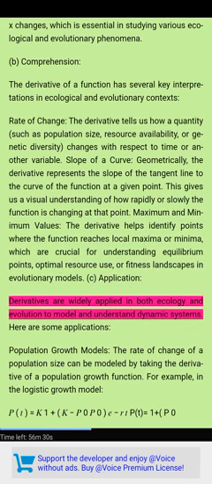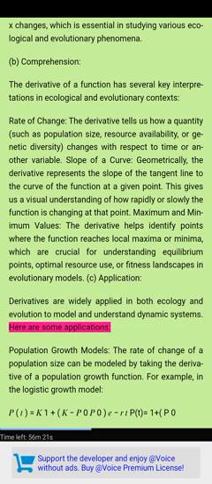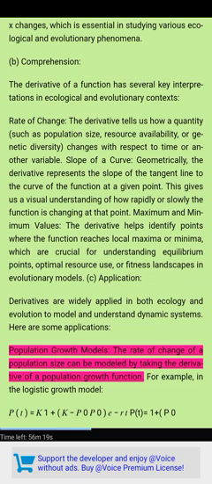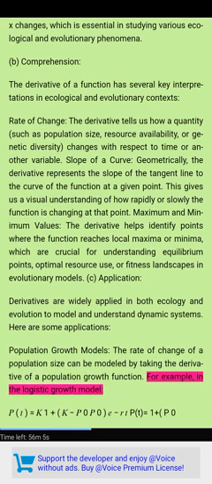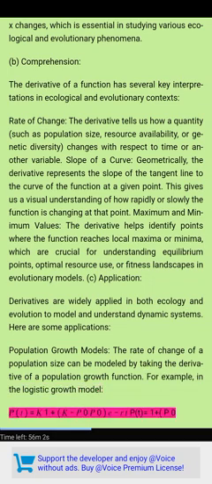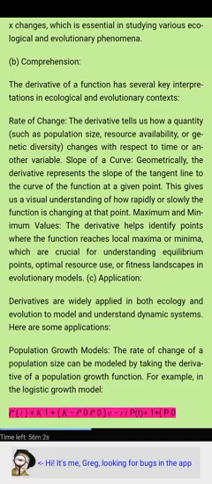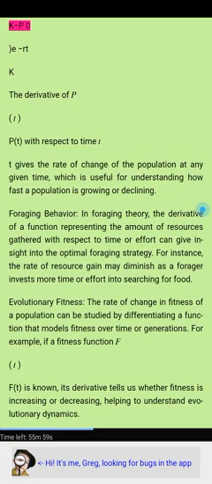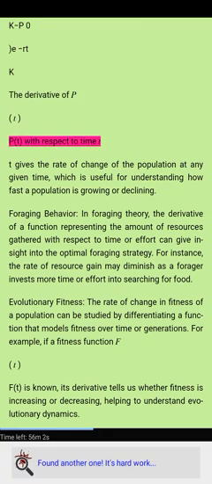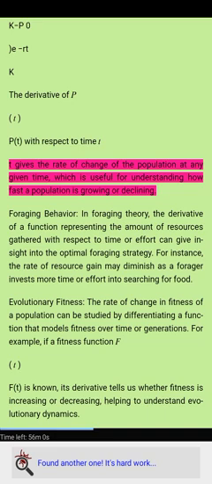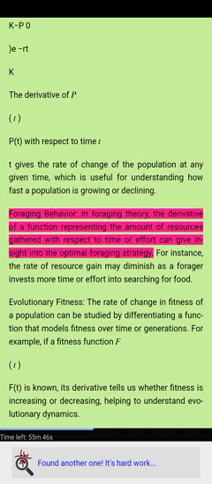Application. Derivatives are widely applied in both ecology and evolution to model and understand dynamic systems. Here are some applications. Population growth models: the rate of change of a population size can be modeled by taking the derivative of a population growth function. For example, in the logistic growth model, P(t) = K / (1 + ((K − P0)/P0) e^(−rt)). The derivative of P(t) with respect to time t gives the rate of change of a population at any given time, which is useful for understanding how fast a population is growing or declining.